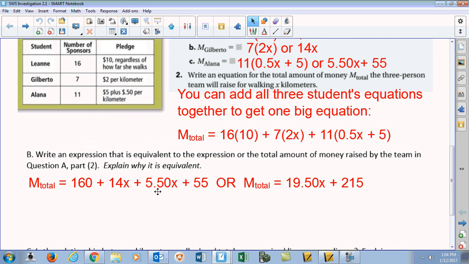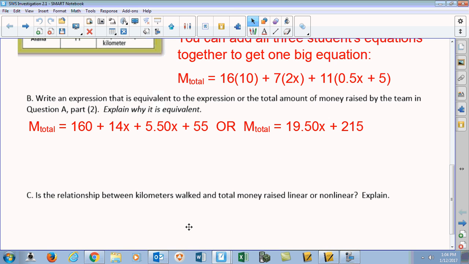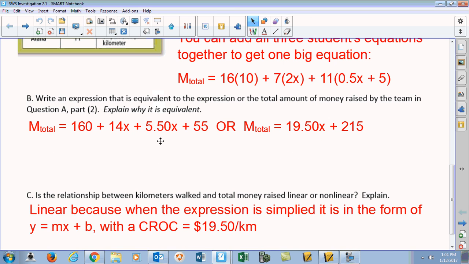But when you combine this all together, where the equation right here says 19.50x plus 215, the total of their group depends upon how far the team walks, because Gilberto and Alana have per kilometer pledges. So the more kilometers the team walks, the more money they will earn. So down here, your answer is linear.